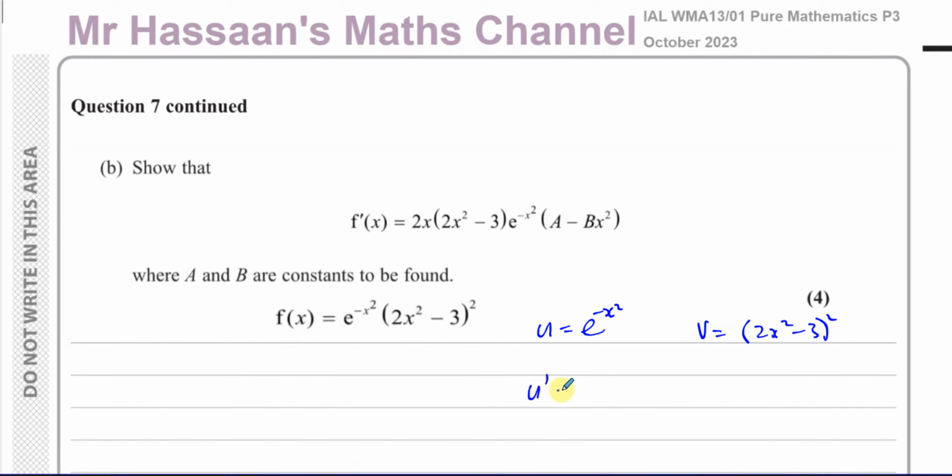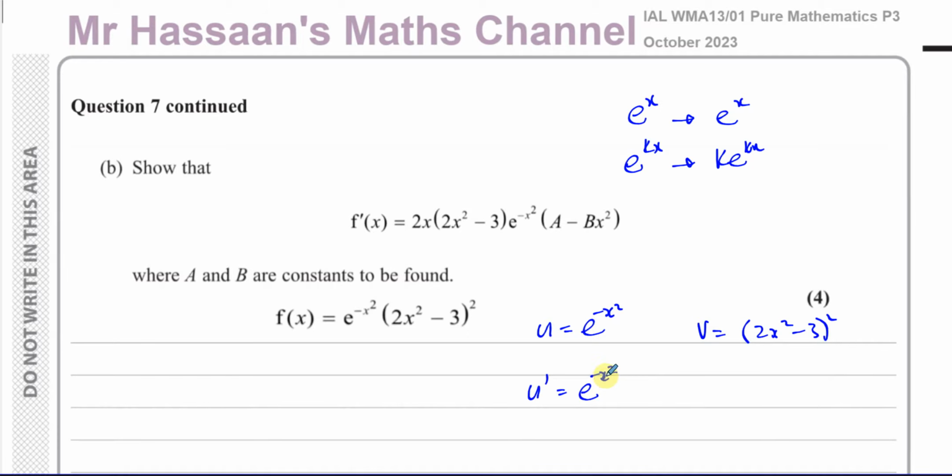So when you find u dash, when you differentiate something like e to the power of something, it just stays as it is. It doesn't change at all. However, if there's a function inside the function like there is here, you have to differentiate that. So if I was to differentiate e to the power of x, I would get e to the power of x. But if I was to differentiate e to the power of kx, I'll get k times e to the power of kx. Why? Because the differential of kx is k.